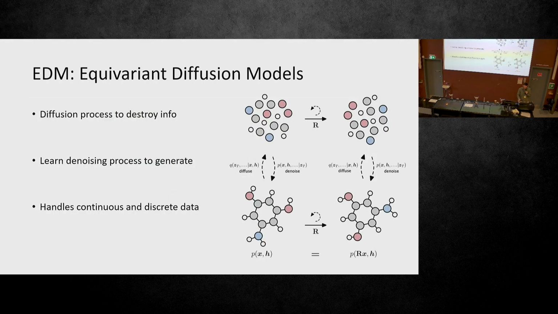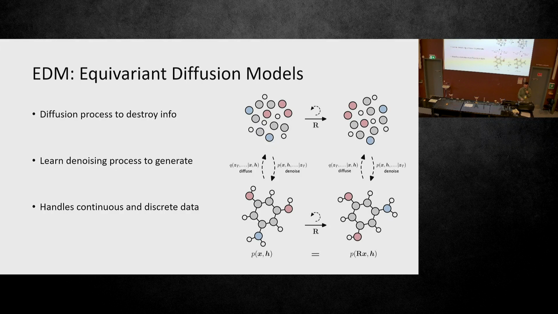So the work that we're presenting in the end is a diffusion model for molecular data. It's basically designed as a diffusion process that destroys the data. Then we have to find the denoising process to generate. These are the two processes that Chin-Wei explained. And in this case, we want to define these for continuous and for discrete data, because we're generating molecules, and molecules contain discrete data as the atom types, and they also contain continuous data as the coordinates. This diffusion model has to apply to the two of them.